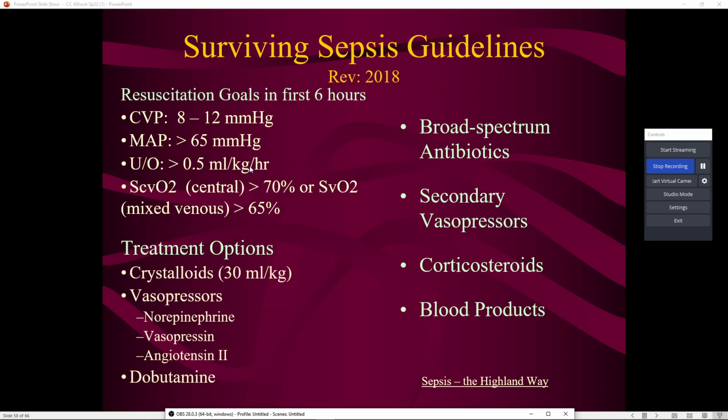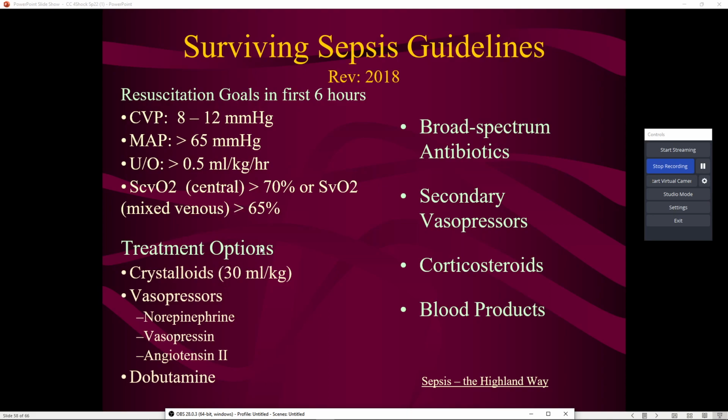Surviving sepsis, what are we going to try and do? Okay, here's our first 6 hours, and I strongly recommend you learn these. CVP 8 to 12, MAP above 65, urine output greater than 0.5 milliliters per kilogram per hour. ScvO2 70% or greater, and then we have a mixed venous gas of 65 or greater.